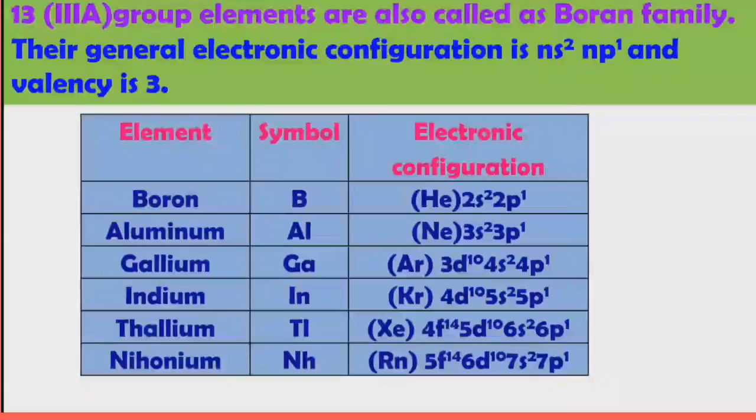If you observe, valence electronic configuration of boron is 2s2 2p1. For aluminum it is 3s2 3p1. For gallium it is 4s2 4p1. For indium it is 5s2 5p1. For thallium it is 6s2 6p1. For nihonium it is 7s2 7p1. That's why their general electronic configuration is ns2 np1. Their valency is 3 because they have 3 valence electrons, so they will lose 3 valence electrons in bond formation.